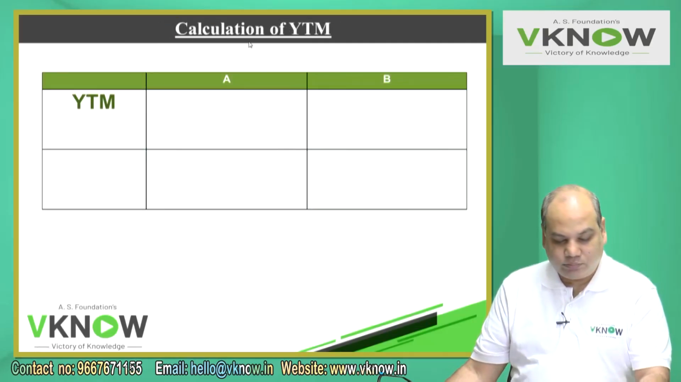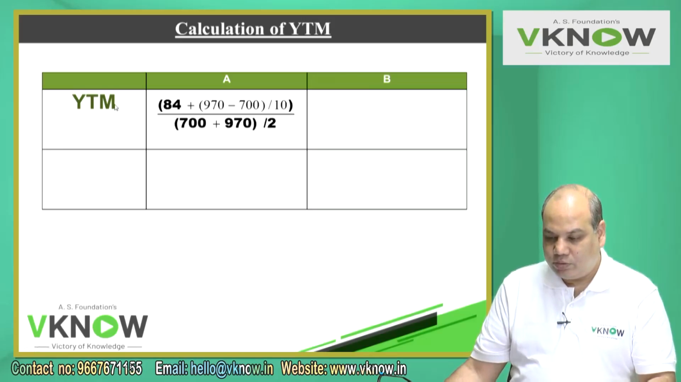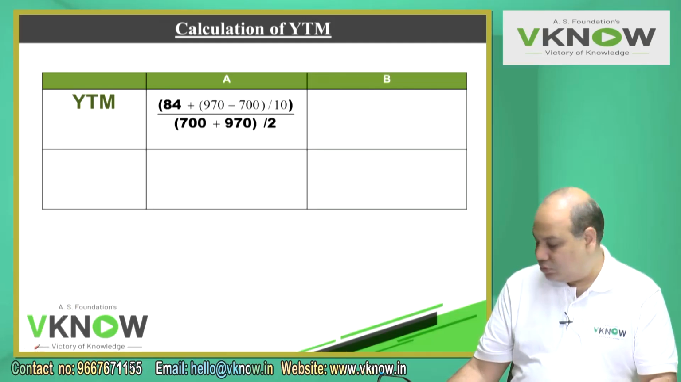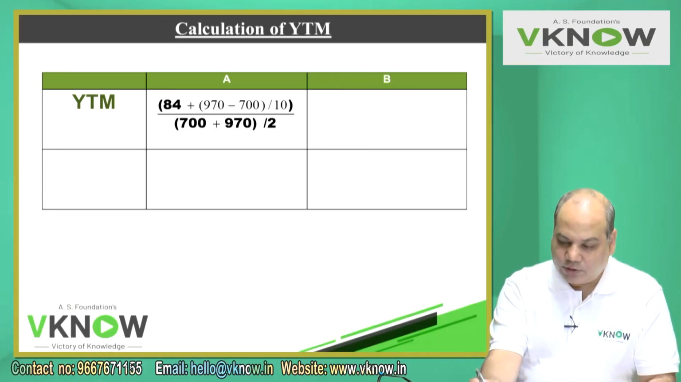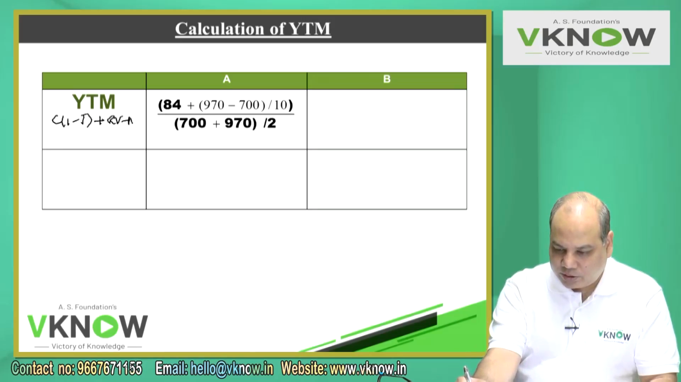So step number 3, write down YTM. Bond A, bond B. YTM is equal to, what is the formula? The formula is, if you want to write the formula, you can write here C into (1 minus T) plus (RV minus NP) upon N, upon (RV plus NP) by 2. So write this formula in this column.